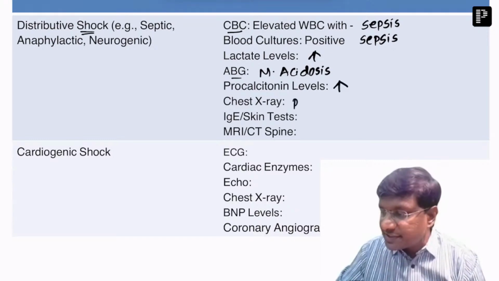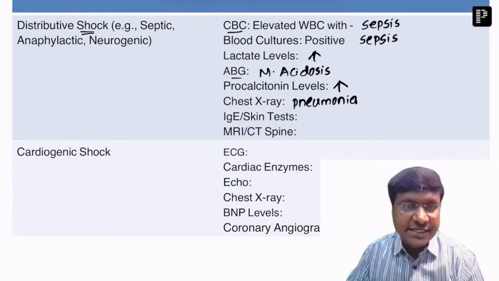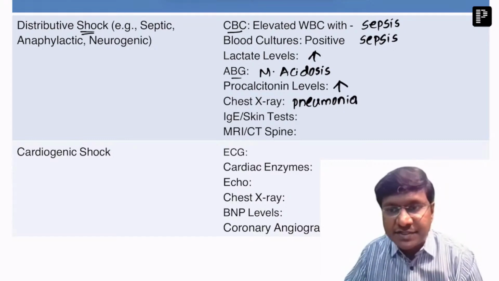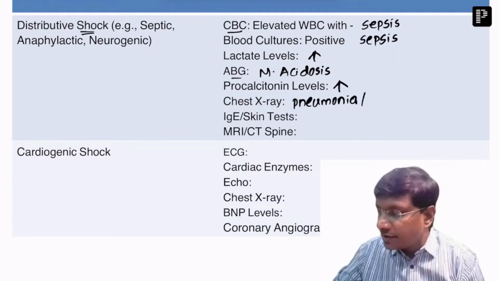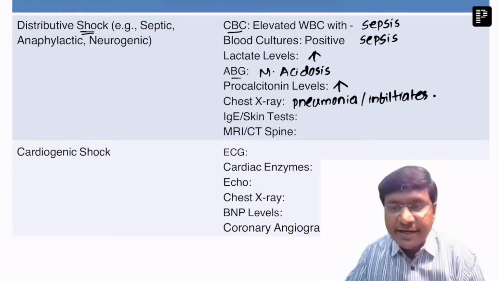And what does the chest X-ray show? For example, if the cause for sepsis is pneumonia, you will have either a consolidated picture, or there can be patchy consolidation if it is bronchopneumonia, or it can be an interstitial pattern if it is atypical pneumonia, right? Or the chest X-ray will also show you the presence of infiltrates. Okay, so this will be in distributive shock.